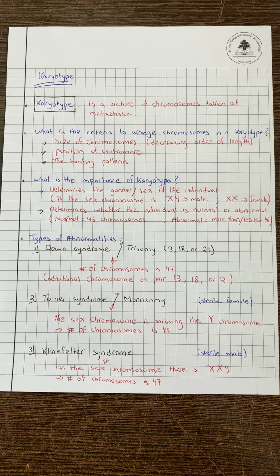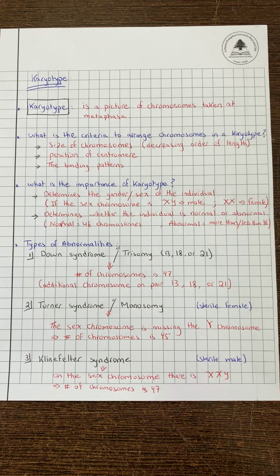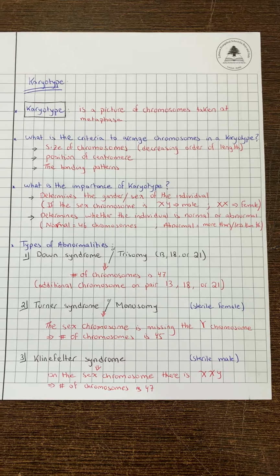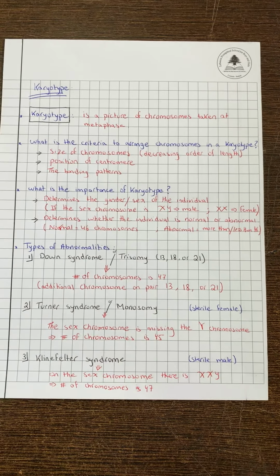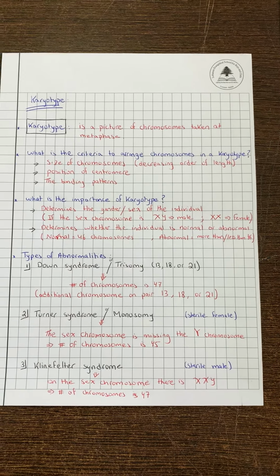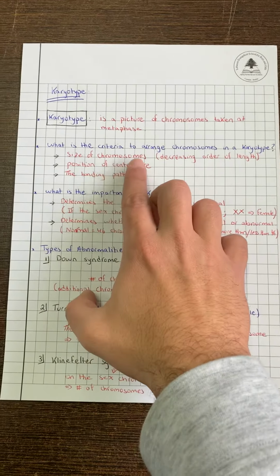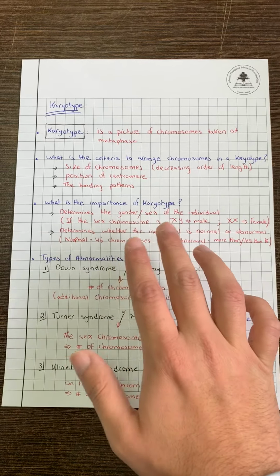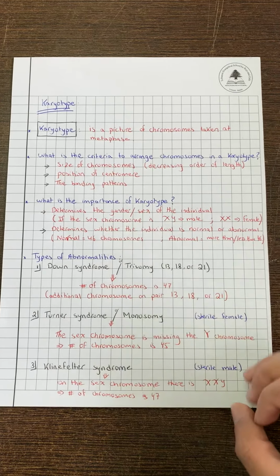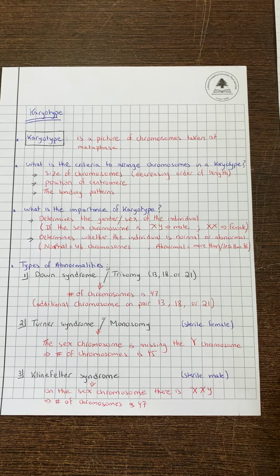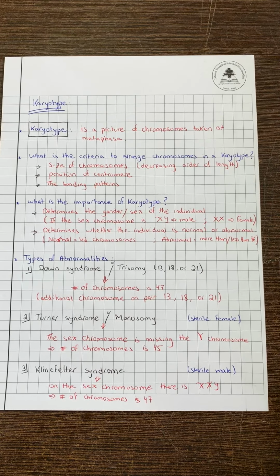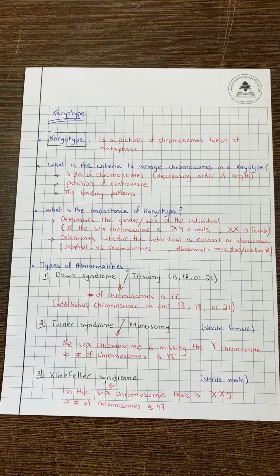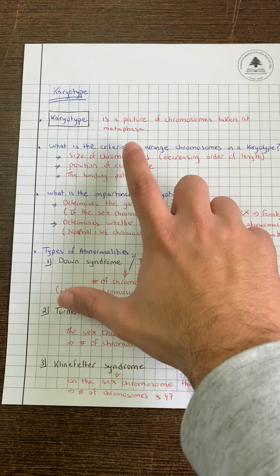In today's lesson, we're gonna discuss karyotype. As an outline of this short lesson, we're gonna define a karyotype. We're gonna talk about the criteria to arrange a karyotype, the importance of karyotype, and the abnormalities that we may face while studying a karyotype. To start with, I'm gonna start with the definition.